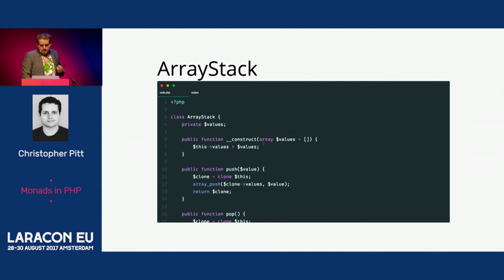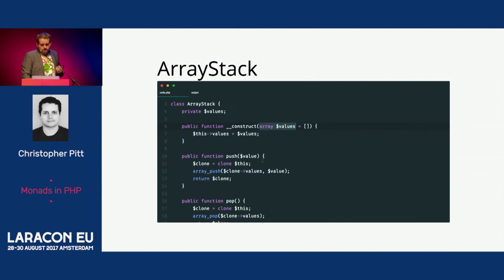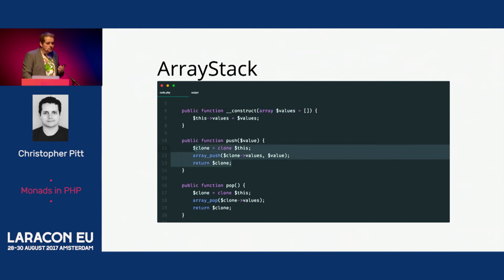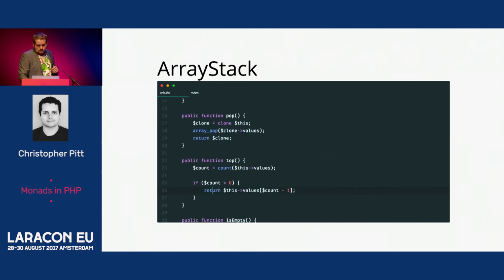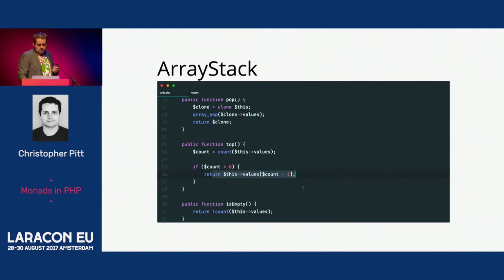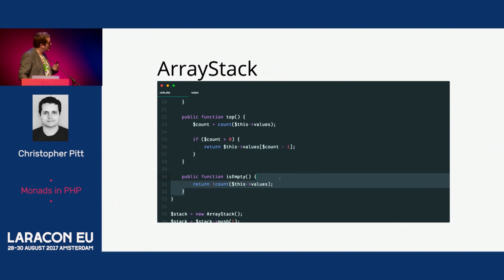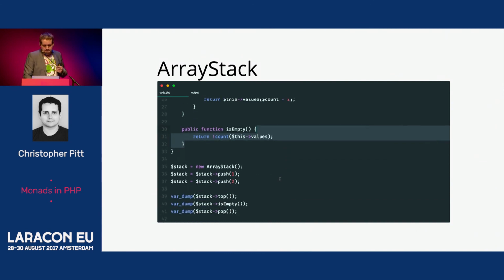It does that by accepting an array of values in the constructor, and then acting in a pseudo-immutable kind of way allows us to push values on and pop values off using the built-in PHP array functions. Top just fetches the previous one if there's anything on the stack. And empty just checks whether there are any values in that values property. So we can create a new stack, and we can push individual values on. And if we run this code, let's look at what we should see.